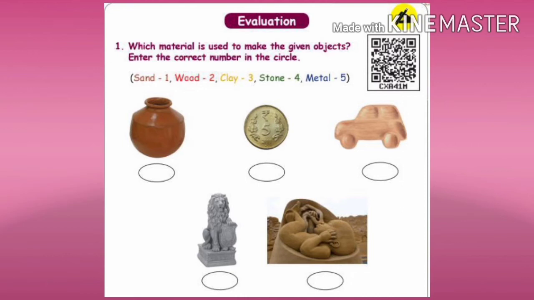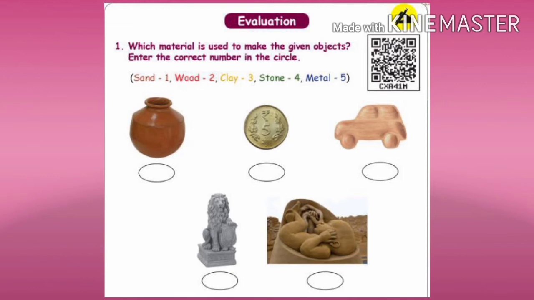and metal number 5. If the given thing is made of sand, we have to put the number 1. If the thing is made of wood, we have to put the number 2. If it is made of clay, we write the number 3. If it is made of stone, we write the number 4. And the last material is metal. The number given for metal is 5.